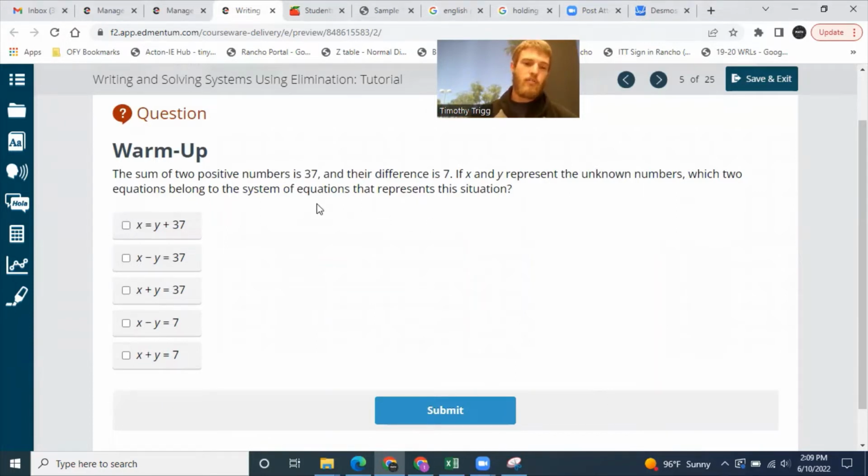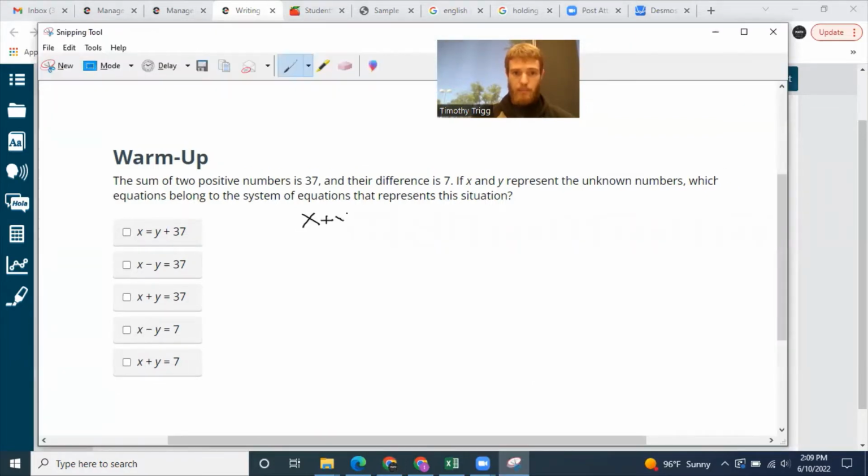Here on page 5, it says the sum of two positive numbers is 37. So that tells you your first equation right away. The sum is 37. That means that when you add the two numbers together, they add up to 37. The sum means you add them together. So our first equation is x plus y equals 37.